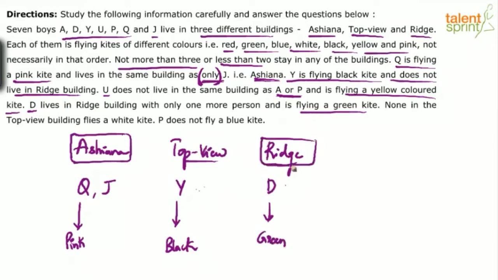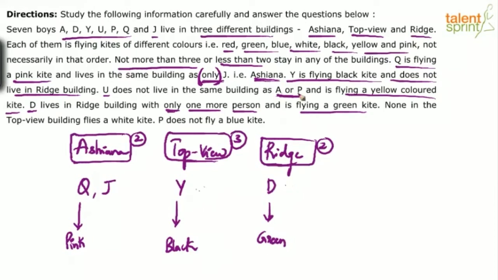That means it is very clear now that Top View will have 3 persons, Ridge will have 2 persons, and Ashiana we know that anyway has got 2 persons. How did we decide this? The next statement which said D lives in Ridge building with only 1 more person.